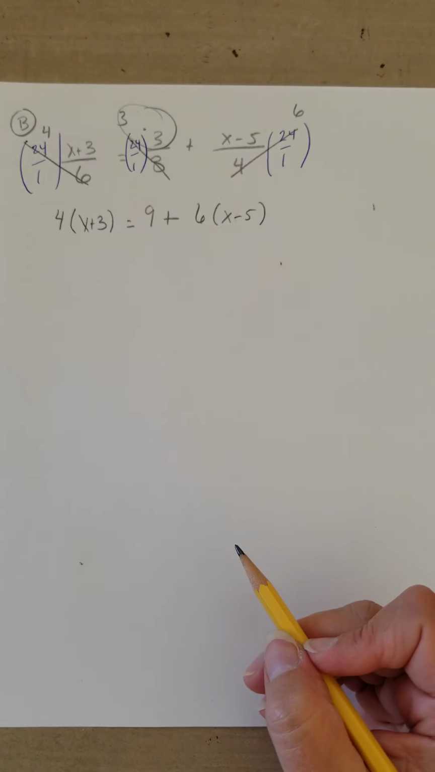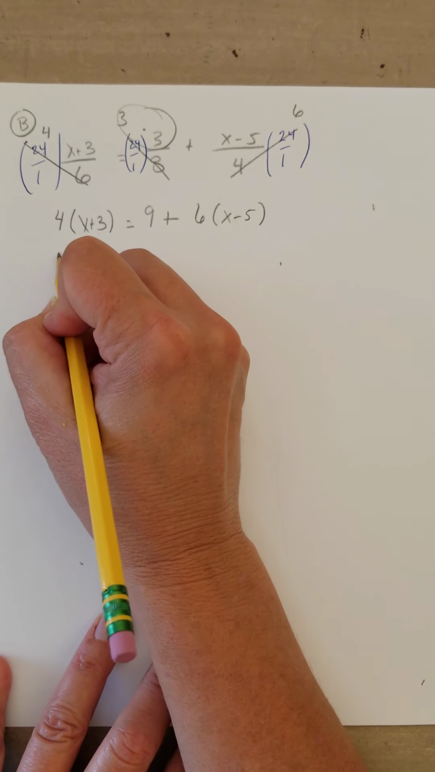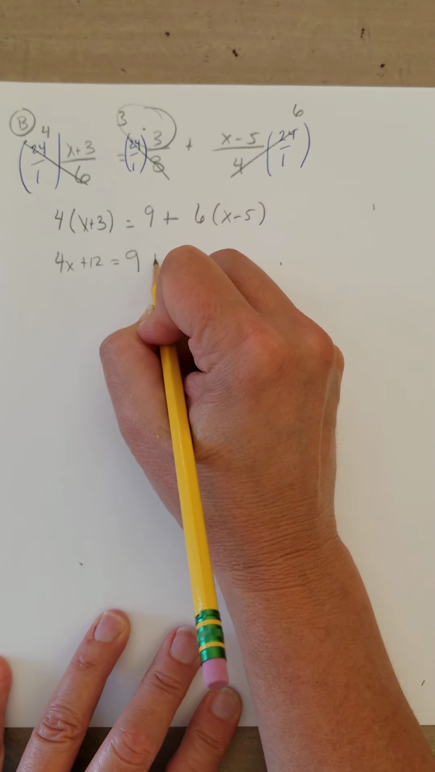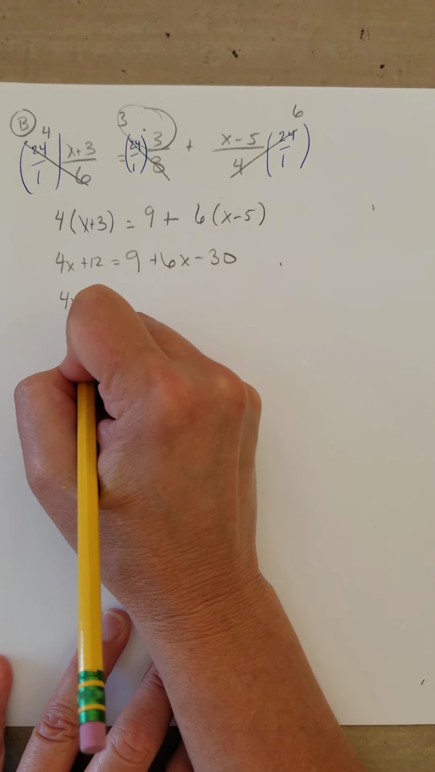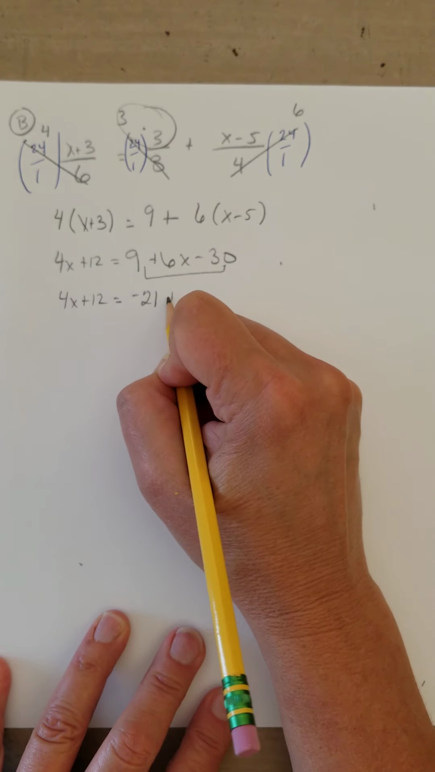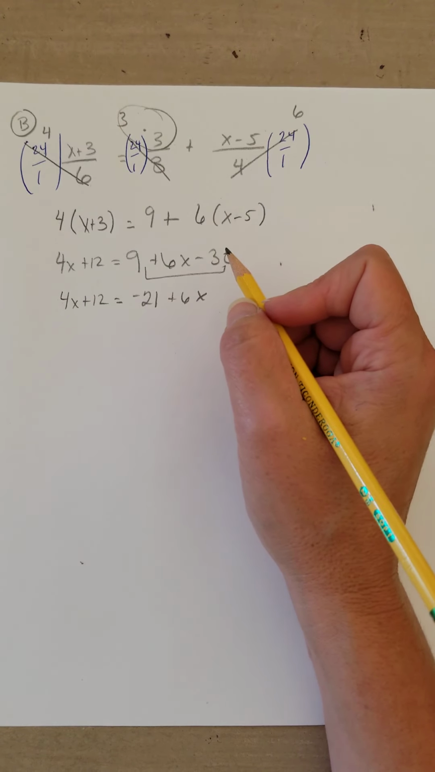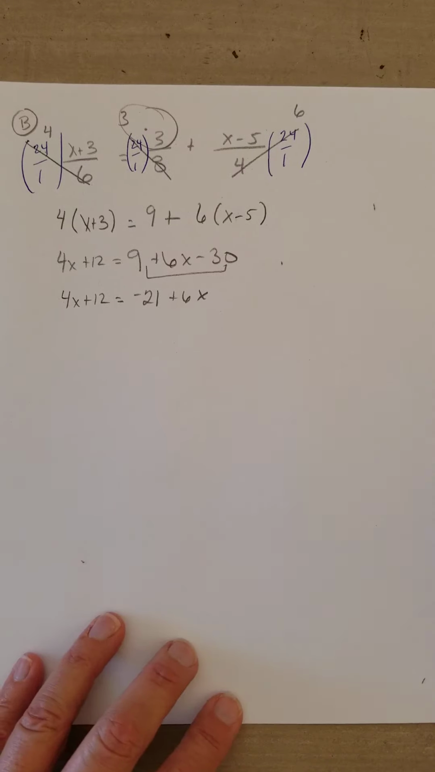All right, next thing I'm going to do is I'm back to the other problem I just did. Let's distribute the 4 through. 4x plus 12 equals 9. The 6 through, 6x minus 30. Combine like terms on the right side. That's negative 21. All right, and I've watched kids solve these in the past, and you guys probably don't have all the steps I have, so I'm going to make things easier on myself as well.